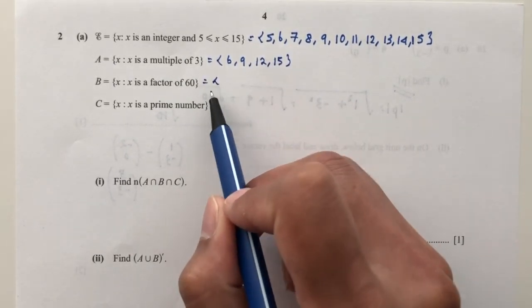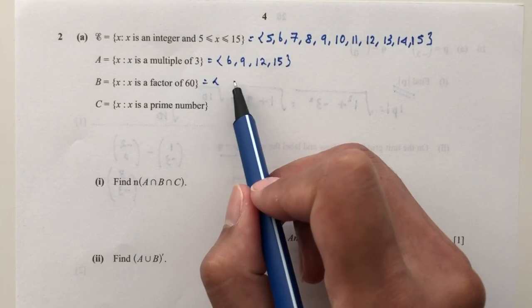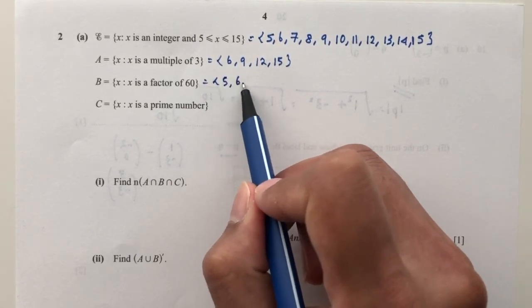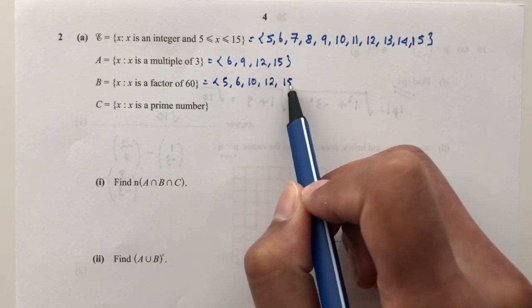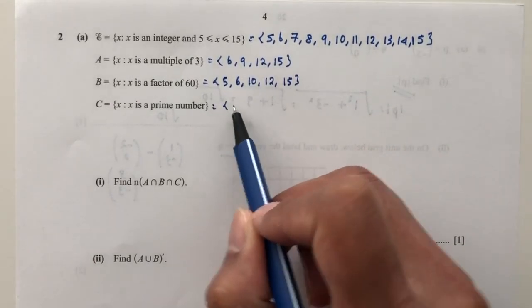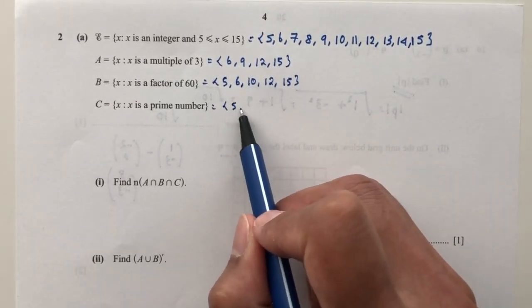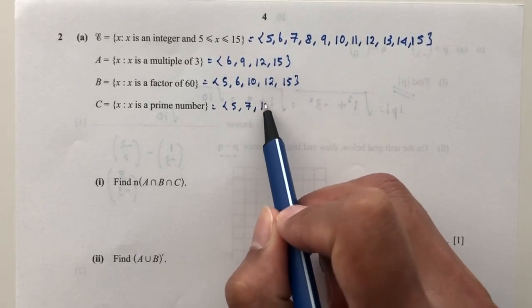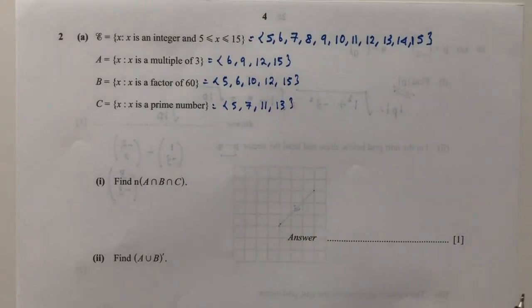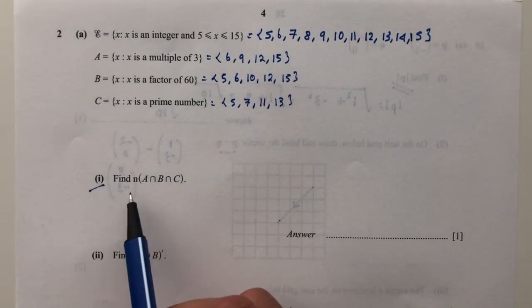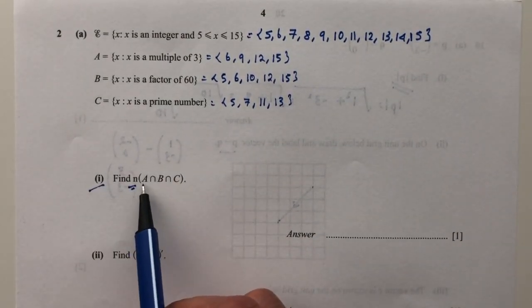And this one will be factors of 60. So you'll have 5, 6, 10, 12, and 15. And the last one, prime numbers, will have 5, 7, 11, and 13. These are prime numbers. So now part 1, find the number of elements in A intersecting B and intersecting C.